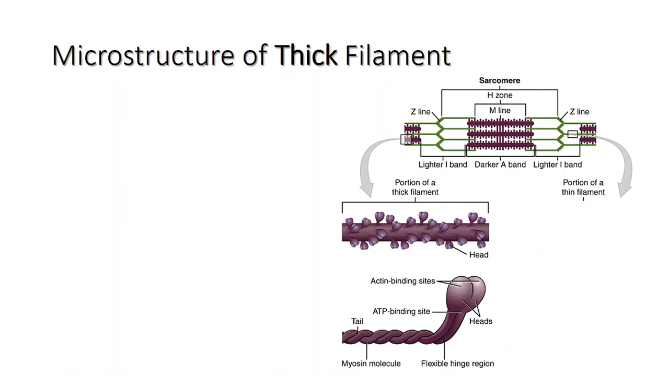The two projections of each myosin molecule are called myosin heads. Each myosin head has two binding sites, one for binding actin and second for binding ATP. The ATP binding site also functions as an ATPase enzyme that hydrolyzes ATP to generate energy for muscle contraction.